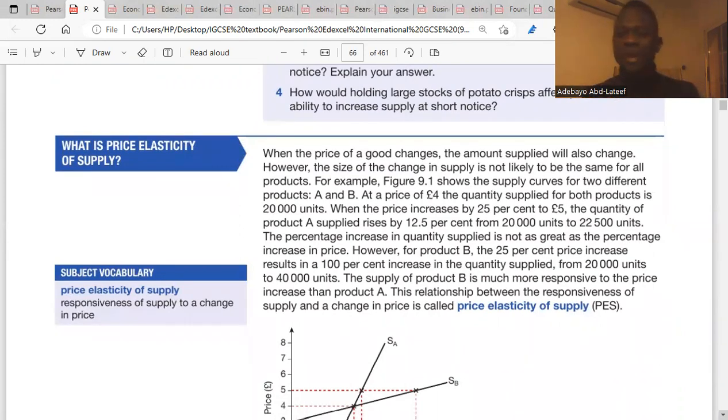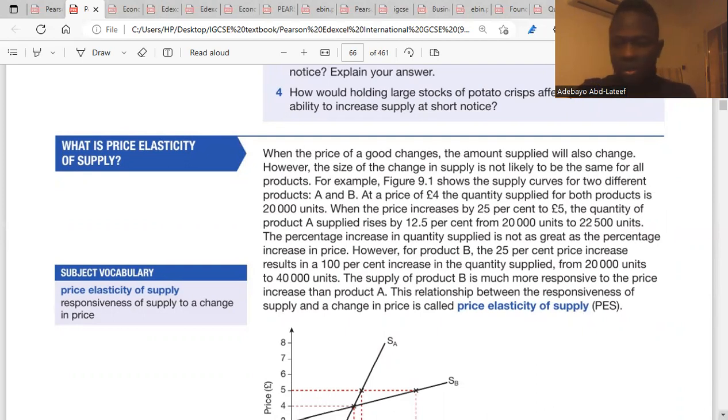So there's a change in the market. Prices have changed. As a result of that, the way with which producers are able to respond towards that change is what we call price elasticity of supply. So it is the degree of responsiveness between the quantity supplied of a product as a result of a change in price. I think that's clear.